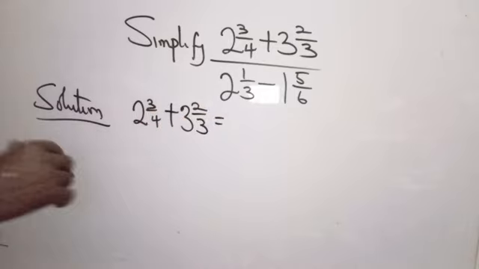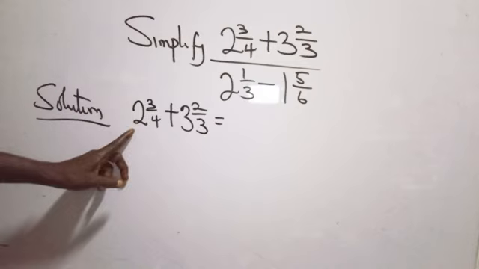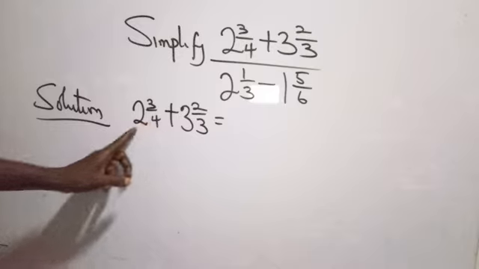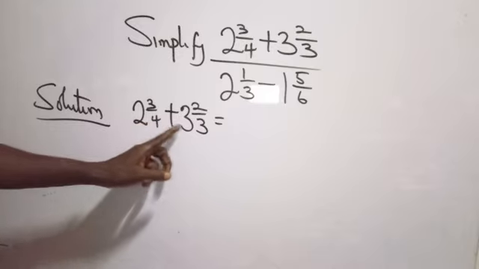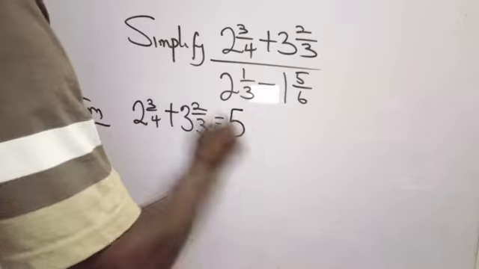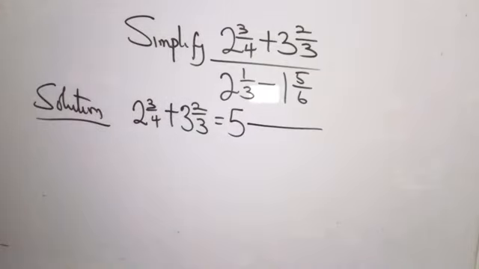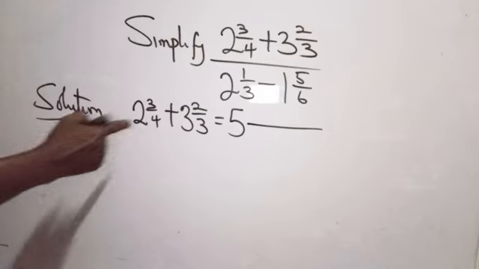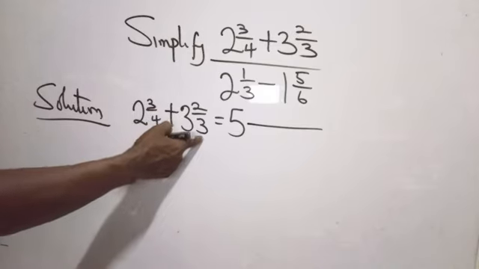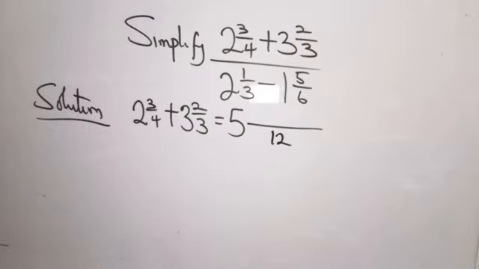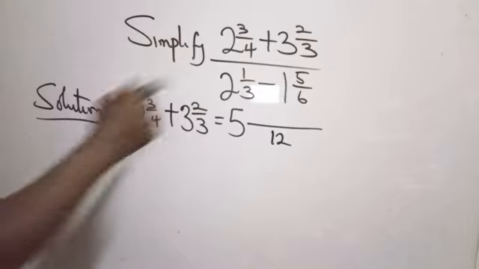The first thing we are going to do is add the whole numbers 2 and 3 together. 2 plus 3 is what? It is equal to 5. Then we are now to find the LCM. We draw the LCM line. The LCM of 4 and 3 is 4 times 3, which is 12. Now, how many 4 can we get in 12?